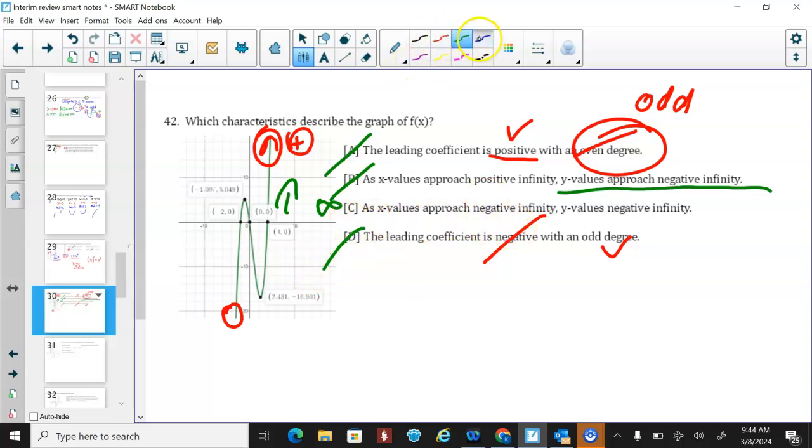Let's check it. We've got x values approaching negative infinity. Is my function traveling down? This is correct. So the correct answer for this one would be C.